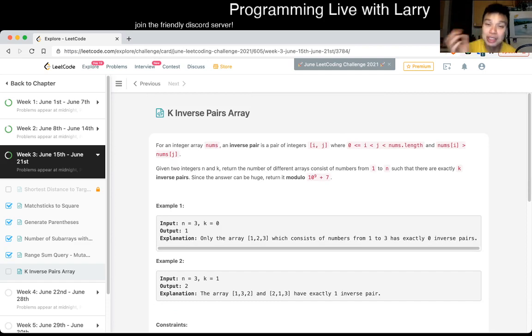But yeah, I usually solve these live, so if it's a little bit slow, let me know, and then I will ignore it. Because you can fast forward, it's fine. It's live. I'm going as fast as I can, while still explaining the problem. But sometimes I don't succeed in that. But anyway, for today's problem, K inverse pairs array.